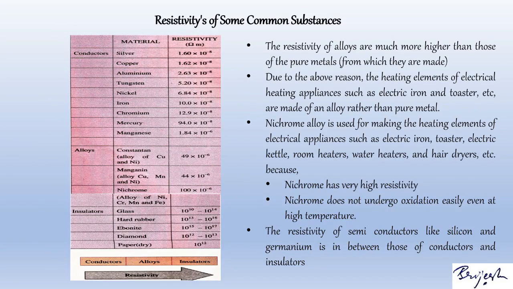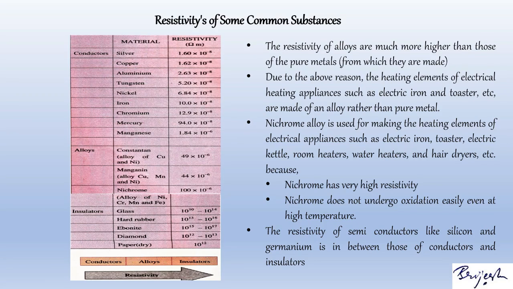Taking the reference of the tables mentioned for the resistivity of some common substances, the resistivity of alloys is much higher than those of the pure metals from which they are made. For example, the resistivity of manganin, which is an alloy of copper, manganese and nickel, is about 25 times more than that of copper. And the resistivity of constantan, which is an alloy of copper and nickel, is about 30 times more than that of copper metal.